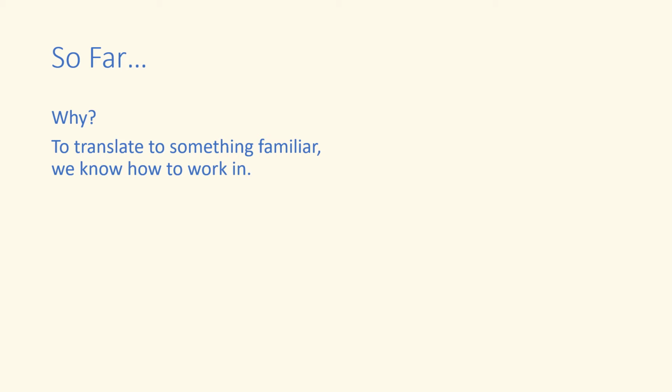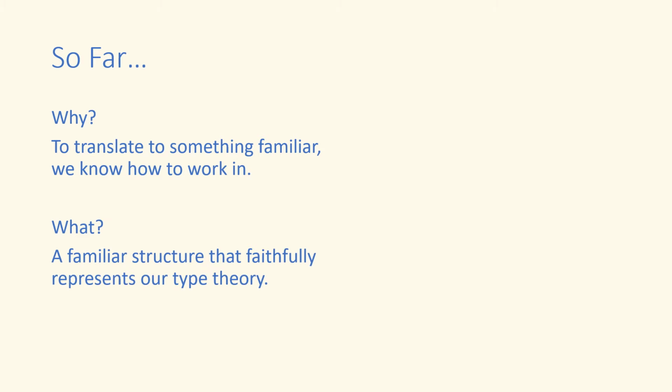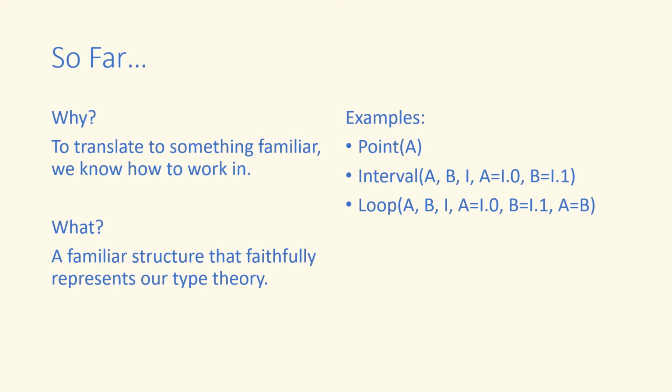So let's take a moment to recap. The reason why we want a model is that we want to translate our type theory into something familiar. And we do that by finding a familiar structure which faithfully represents our type theory, such as construction diagrams. We've gone through a few basic examples on how to translate familiar shape types into these diagrams, and a short excursion into why we'd be interested in using these types more generally than just sort of geometric applications.